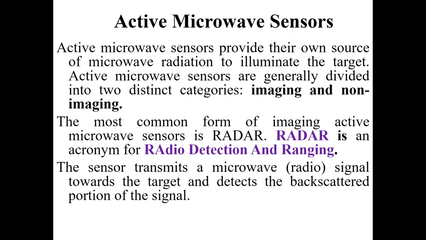So active microwave sensors are generally divided into two categories: imaging and non-imaging. The most common form of imaging active microwave sensor is radar, which is an acronym for radio detection and ranging. So radar sensors transmit electromagnetic pulses towards the earth's surface or the targeted object, and scattering takes place, and the backscattered information will be received by the sensor for the imaging purpose.